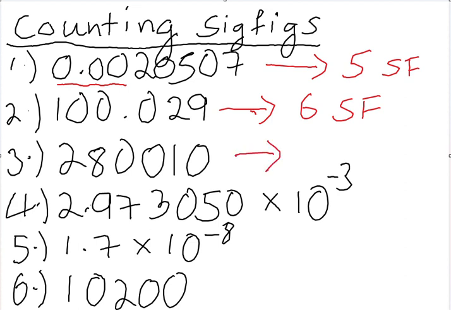280010. Now here we have these two zeros which are sandwiched between the 1 and the 8. So they will be significant for sure. But the last zero is called a trailing zero. So earlier we saw the leading zeros which were not significant up here. And here we have this zero which is called a trailing zero. And hence we have 1, 2, 3, 4, 5 sig figs.